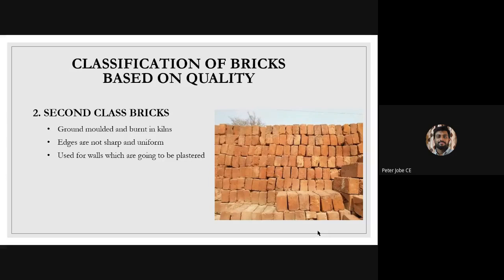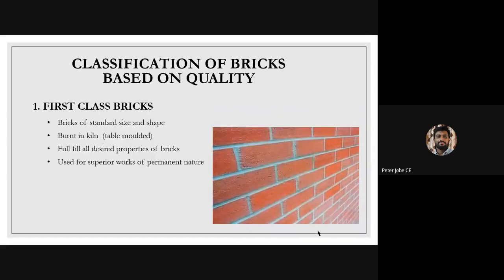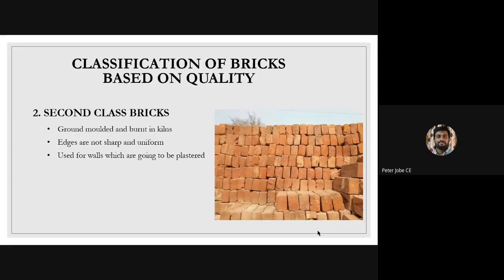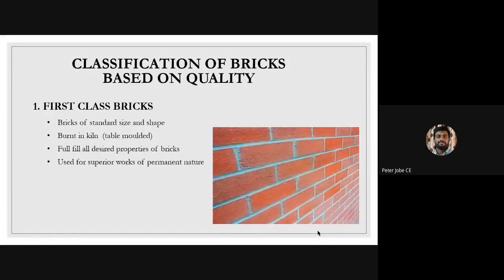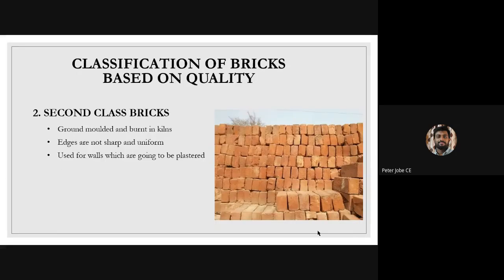So this is actually ground molded and burnt in kilns. Earlier it was table molded. That means it will be molded in factories under strict supervision, and each brick will be given attention. But when it comes to ground molding, they do not have that kind of supervision that a first class brick had, but it will be okay for normal use. The ground molded bricks will also be burnt in flames, but the burning process will not be that professional, and the edges might not be sharp and uniform, and it's okay. You can see how the edges of the first class bricks are uniform and sharp, but for second class bricks the edges may not be uniform.